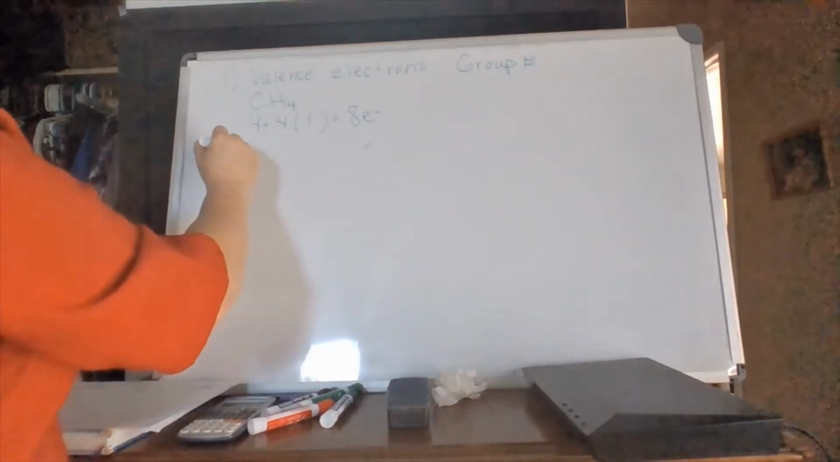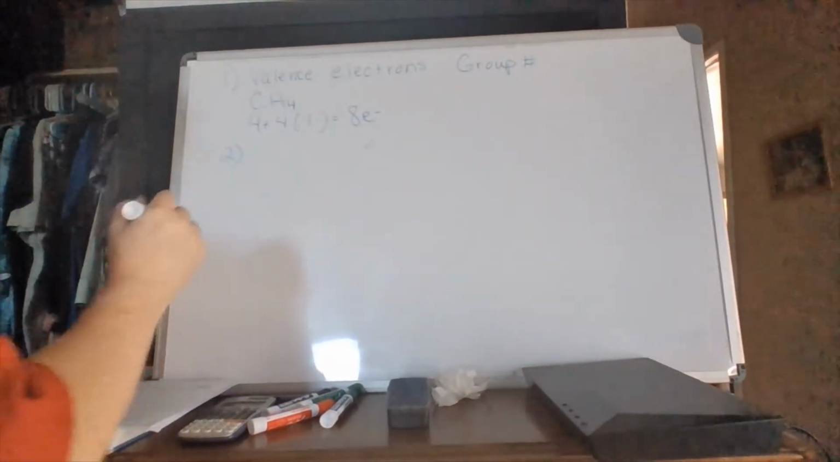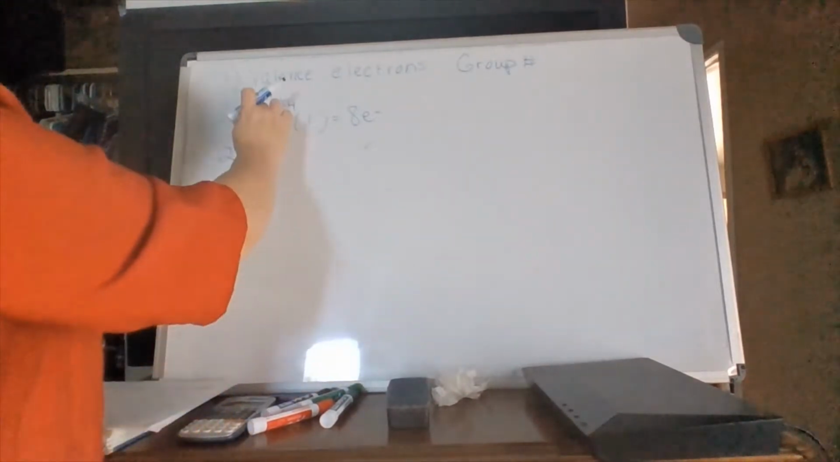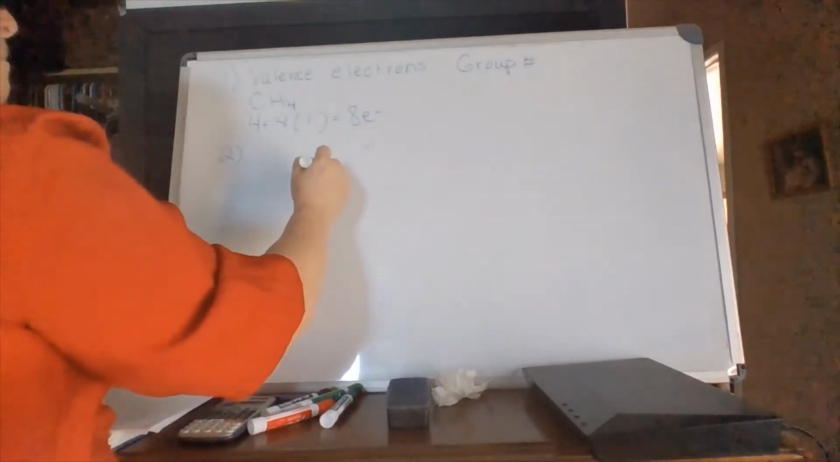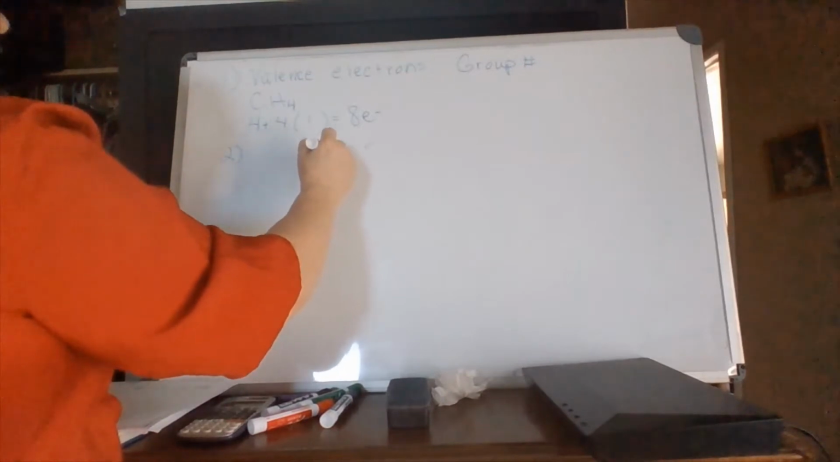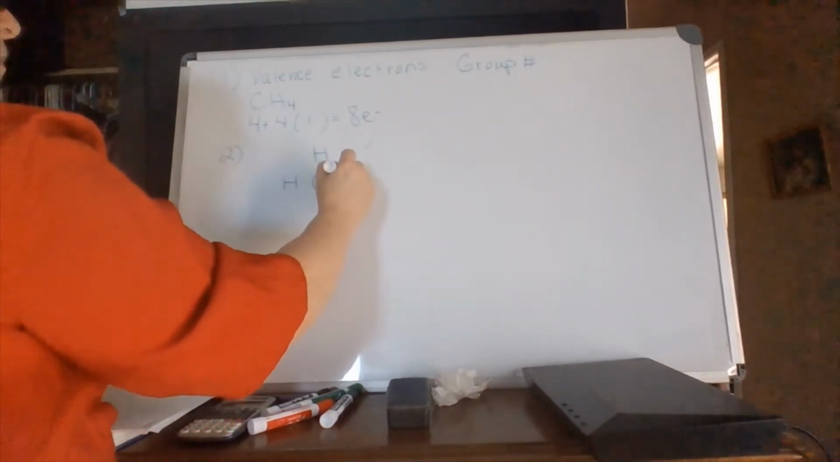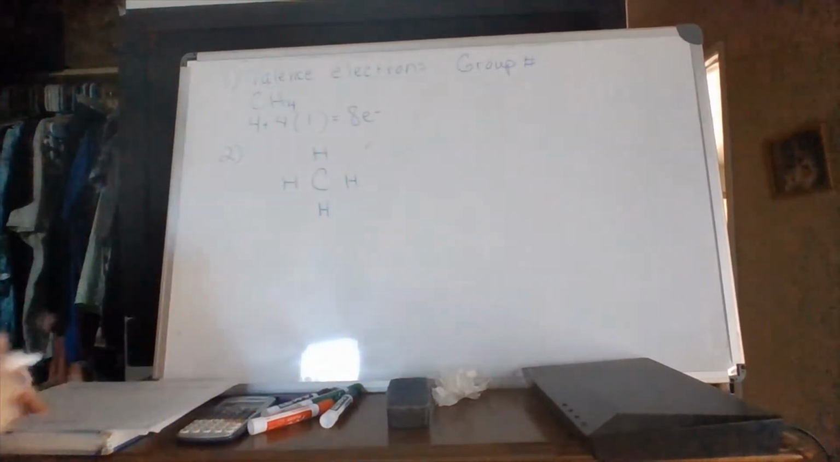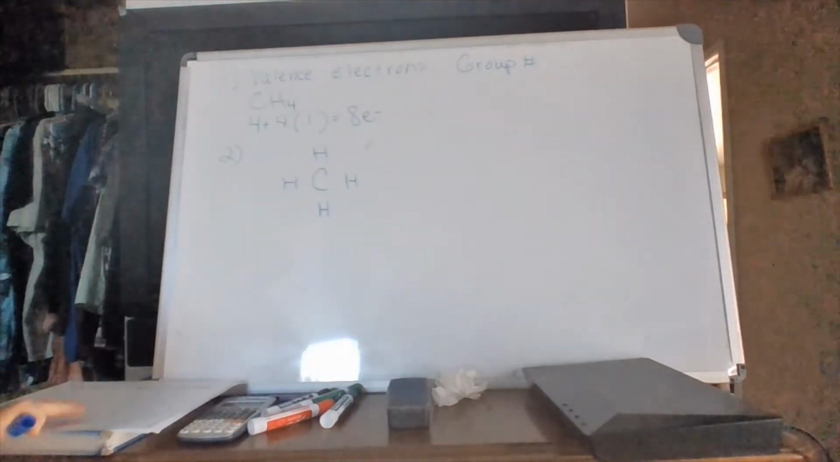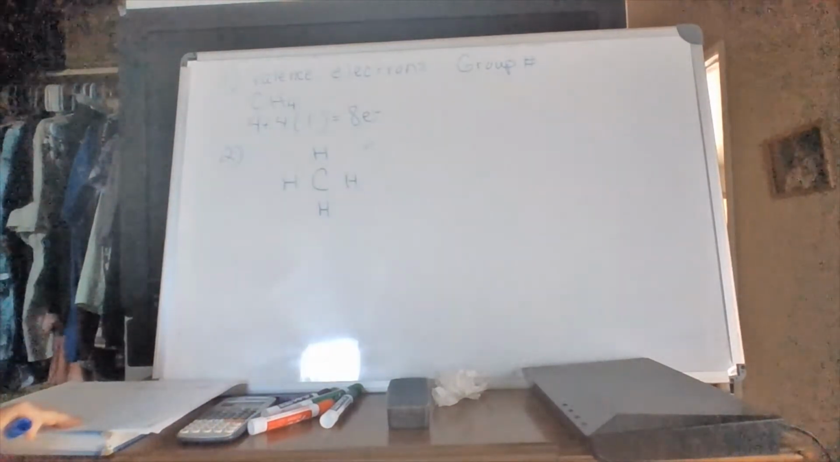So the second step on drawing Lewis structures is to put the atom we have the least of in the middle and put all the other atoms around it. So I only have 1 carbon, so I'm going to put carbon in the middle, and I'm going to put the hydrogens around it.